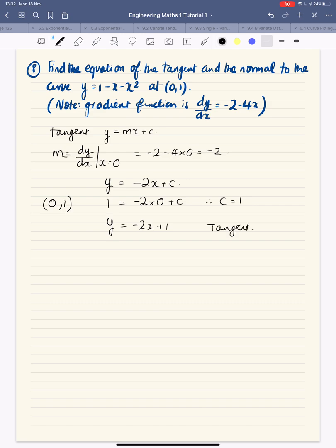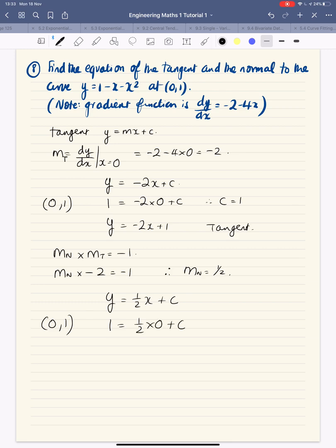So that's the gradient of the tangent there. The gradient of the normal times the gradient of the tangent is always minus 1. So the gradient of the normal times minus 2 is minus 1. Therefore, the gradient of the normal is 1/2. So we've got y is 1/2 x plus c. And again, we substitute x is 0, y is 1. So 1 is 1/2 times 0 plus c. So therefore, c is 1. And y is 1/2 x plus 1 is the normal at the point.